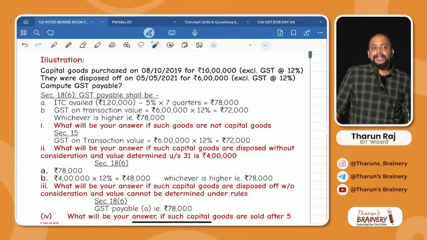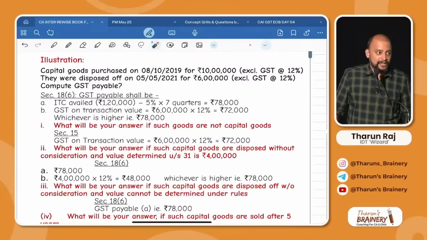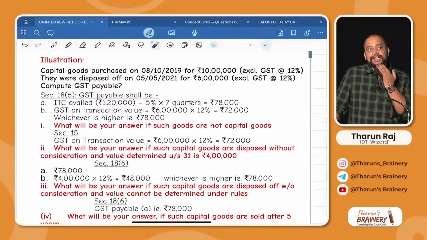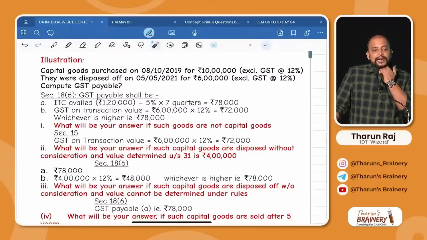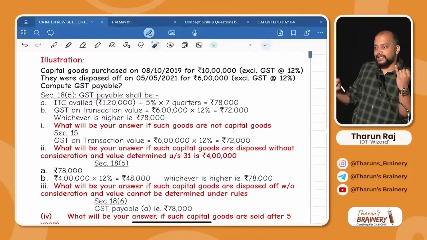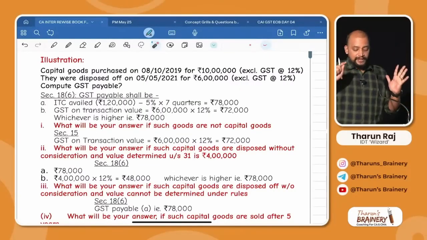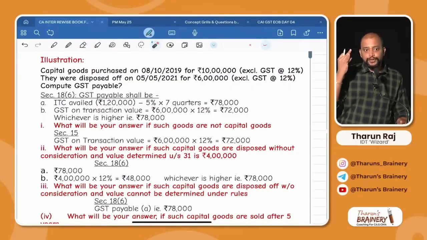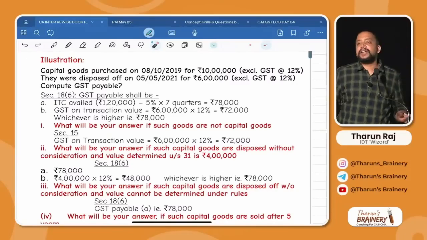First, ITC availed minus 5% for every quarter or part thereof. From when to when? From the date of purchase till the date of sale. What is the date of purchase? 8/10/2019. That is October, November, December, one quarter in 2019. Again, 2020, how many quarters? 4 quarters, so total 5. Then in 2021, January, February, March, April, May, June, so 2. So total 7 quarters. Are you understanding this?